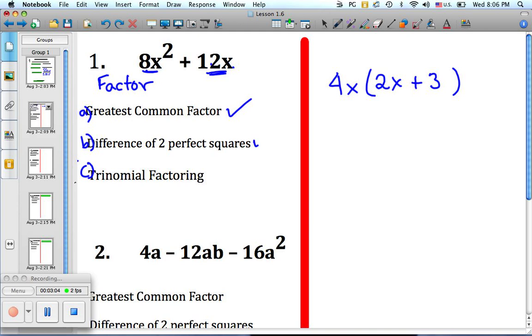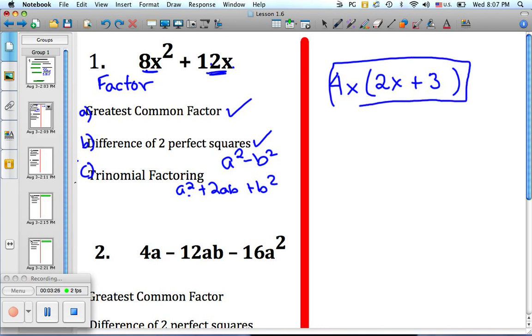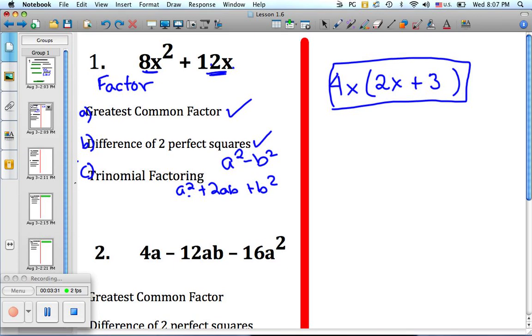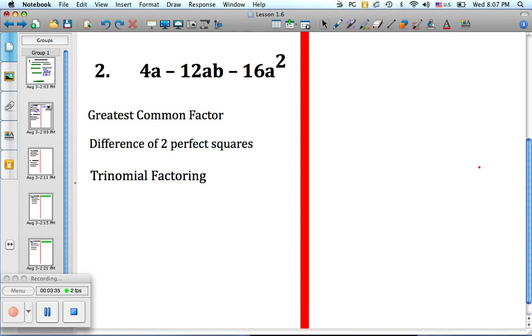So, difference of two perfect squares. Does your problem look like a squared minus b squared? Nope. So there's no difference of two perfect squares here. Trinomial factoring. Do you have something that looks like a squared plus 2ab plus b squared? Do you have a trinomial here? No. So this problem is completely factored. All right, let's go on to the second problem.